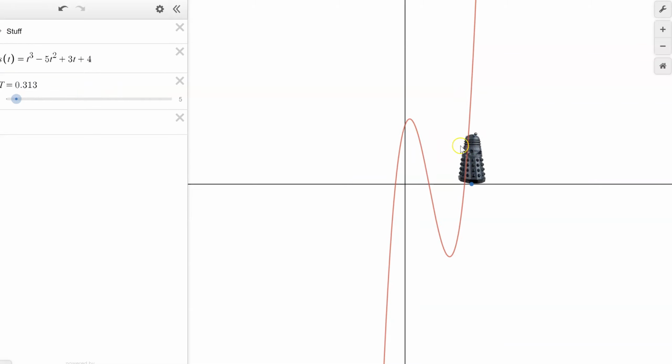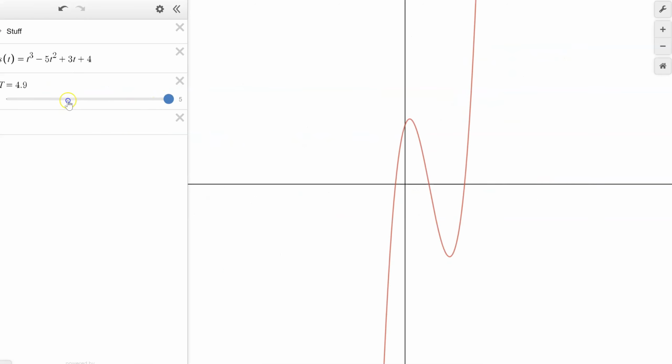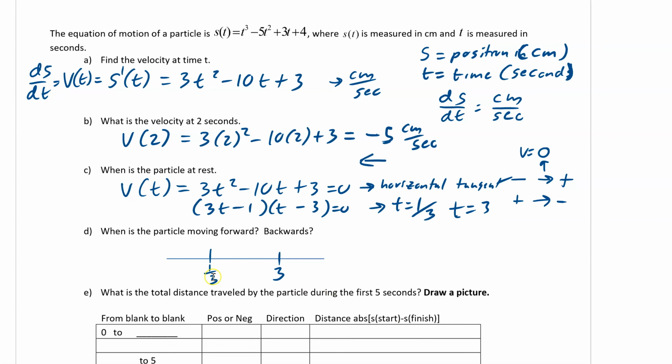So you can actually see it goes, stops, now it's going in a negative direction, stops, and then goes off to infinity. So at 1/3 second it stops, at 3 seconds it stops, and then it goes to infinity. So how this becomes useful is we now know when it's moving forward and backwards. See? Because look, we went positive, stop. Now we're going negative, stop, and then positive for the rest.